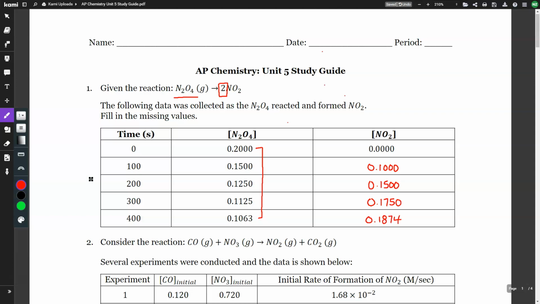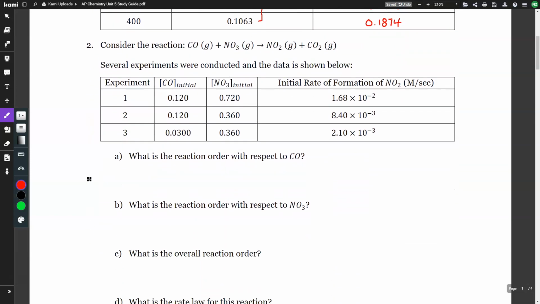All right, moving down to number 2. For number 2, it says, consider the reaction. Several experiments were conducted and the data is shown below. The first question says, what is the reaction order with respect to carbon monoxide?